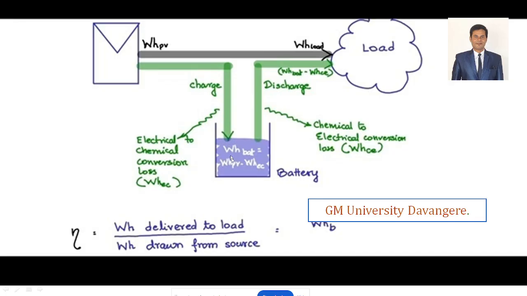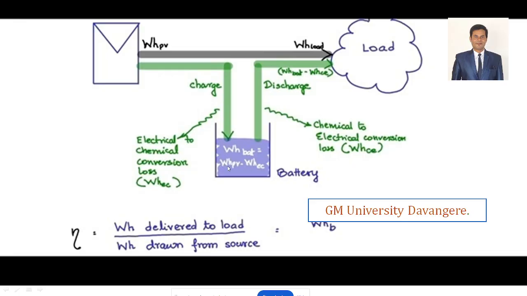WH battery is nothing but the watt hour battery. How much energy is going to be stored? That is WHPV, the watt hour from the photovoltaic cell. How much power it is giving, minus WHEC, the electrical to chemical conversion losses, you have to subtract from this. That is what you are getting from the solar panel, WHPV. WHPV minus WHEC, the watt hour electrical to chemical conversion. When you subtract these two, you will get the WH battery.